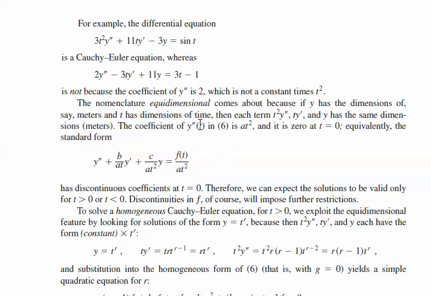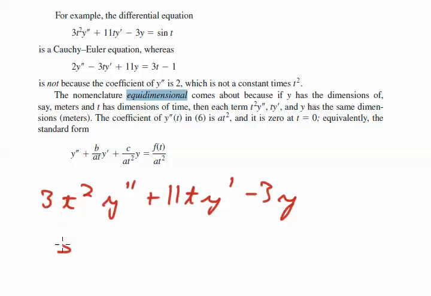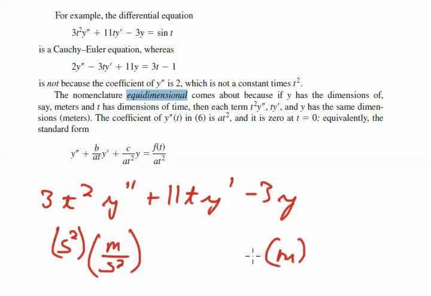The nomenclature equidimensional comes about because if y has the dimensions of, say, meters, and t has the dimensions of time, t squared would be in seconds squared, y double prime would be in meters per second squared, and then over here we've got just meters. This would be in seconds times meters per second. And so it's equidimensional because everything would cancel out.